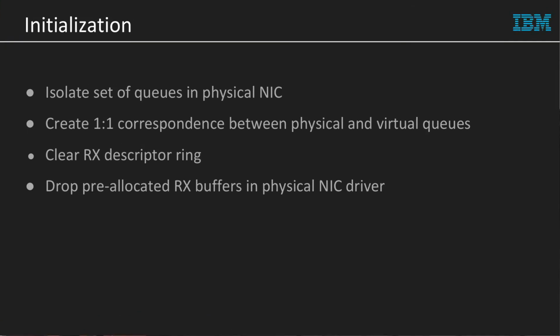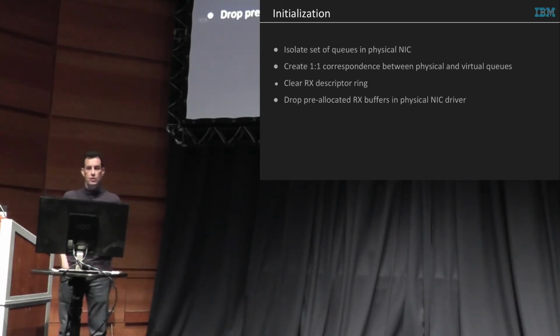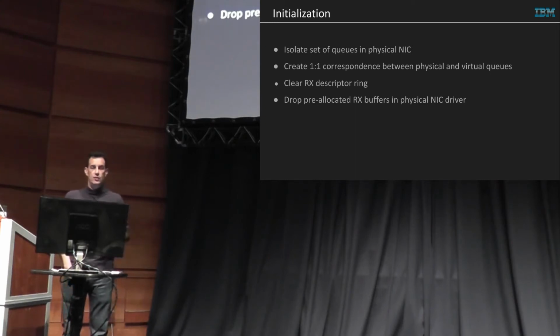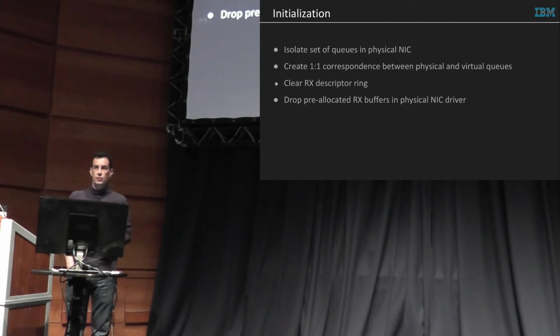When the system is initialized, we isolate a set of queues in the physical NIC. In our particular implementation, we used L2 offloading of an ixgbe driver. And at the same time, there is a binding between the physical RX queues and virtual RX queues. The physical RX descriptor ring is cleared, and the pages that were allocated by the device driver from the host memory are cleared as well.